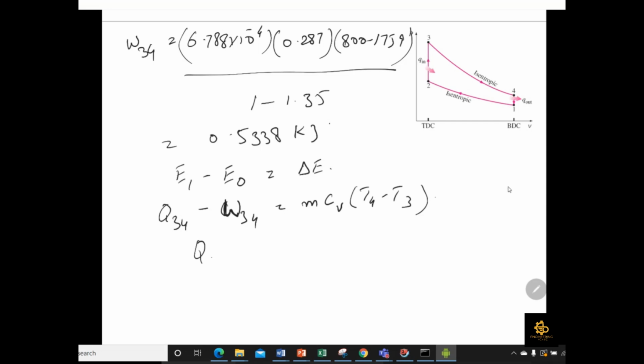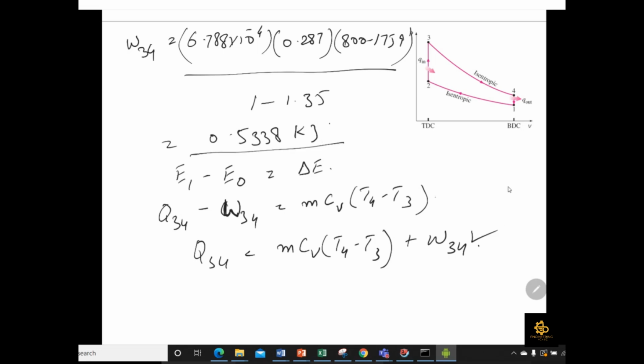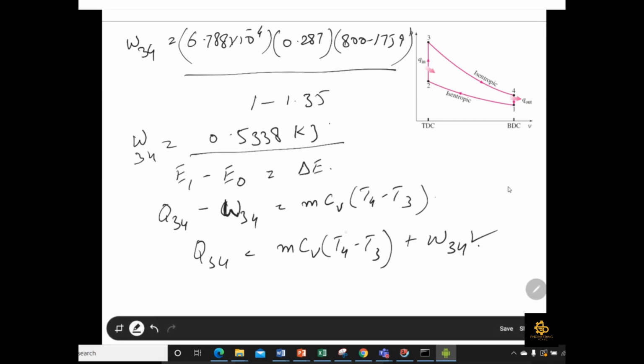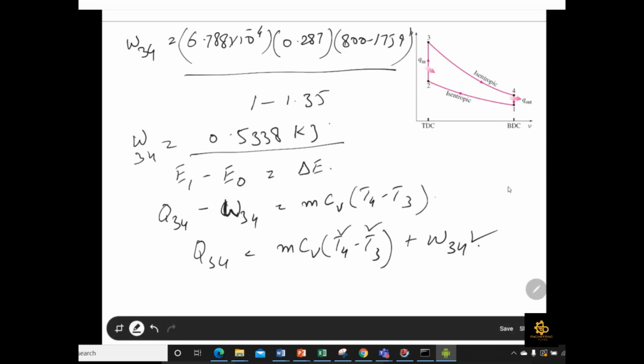Okay, so now Q34 is equal to m Cv (T4 minus T3) plus W34. W34 we already found in the previous step. So this is the W34. T4 is already known to us, and T3 we already found out in the previous part.